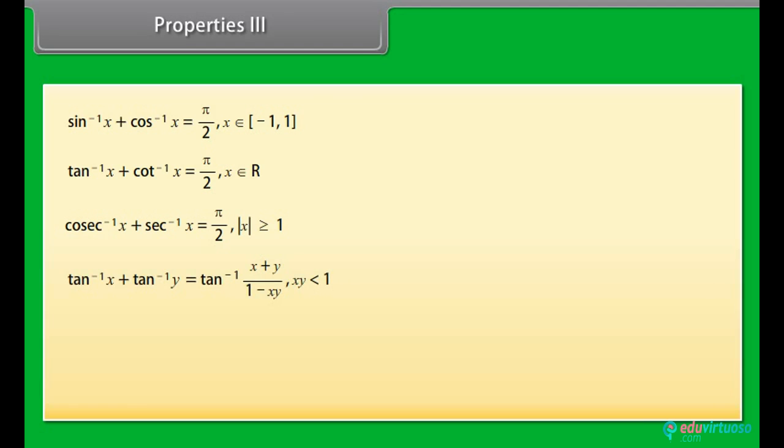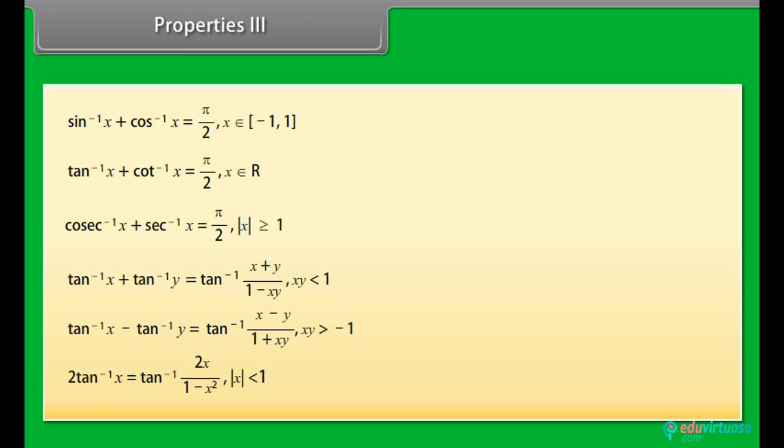Tan inverse x plus tan inverse y is equal to tan inverse of x plus y by 1 minus xy, where xy is less than 1. Tan inverse x minus tan inverse y is equal to tan inverse of x minus y by 1 plus xy, where xy is greater than minus 1. 2 tan inverse x is equal to tan inverse of 2x by 1 minus x square, where modulus of x is less than 1.